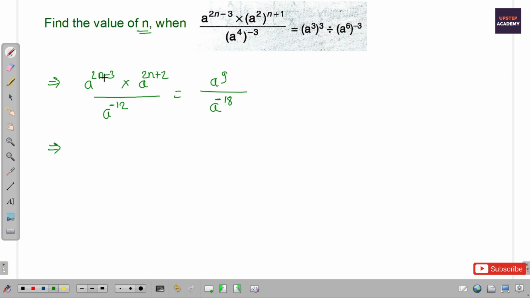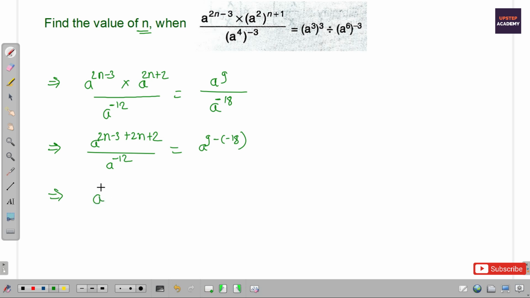So a raised to twice n minus 3 into a raised to twice n plus 2. Here base is same, we can add powers. A raised to twice n minus 3 plus twice n plus 2, this whole divided by a raised to minus 12 will be equal to, here you can see this a raised to 9 is there, and as bases are same, we can just subtract powers. So minus 18, right?